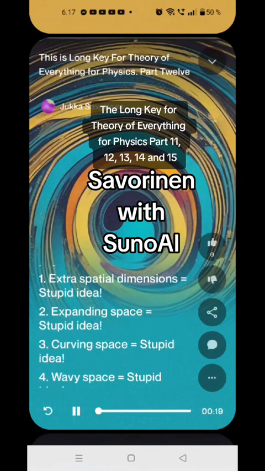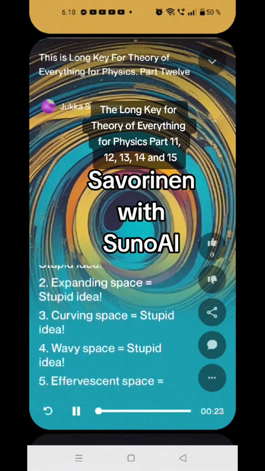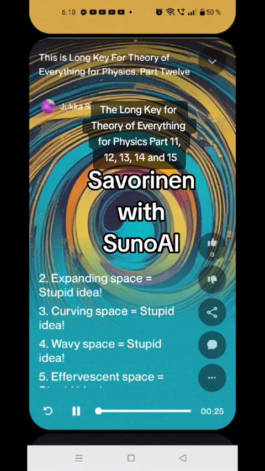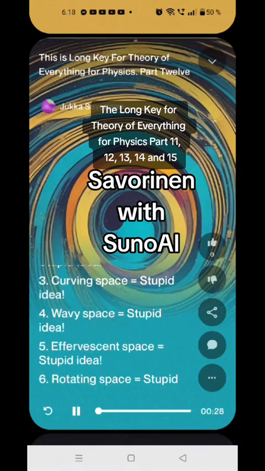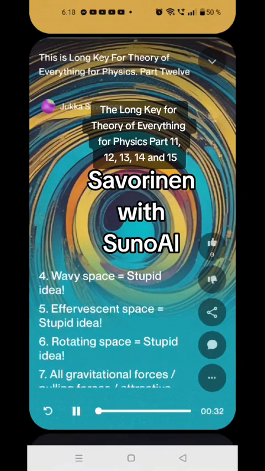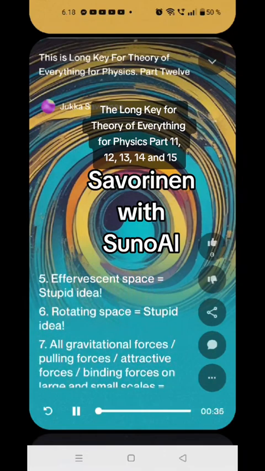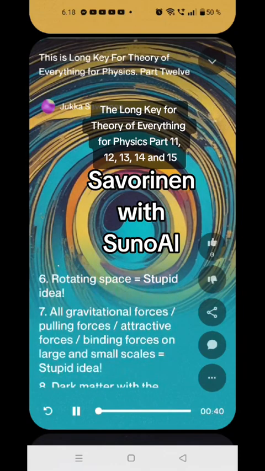1. Extra spatial dimensions equals stupid idea. 2. Expanding space equals stupid idea. 3. Curving space equals stupid idea. 4. Wavy space equals stupid idea. 5. Effervescent space equals stupid idea. 6. Rotating space equals stupid idea.